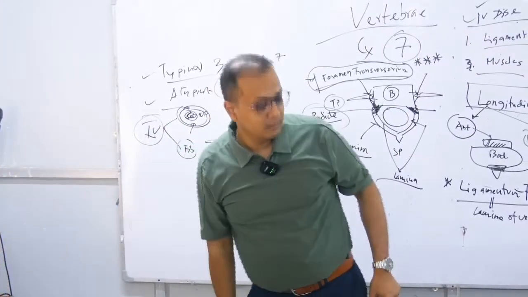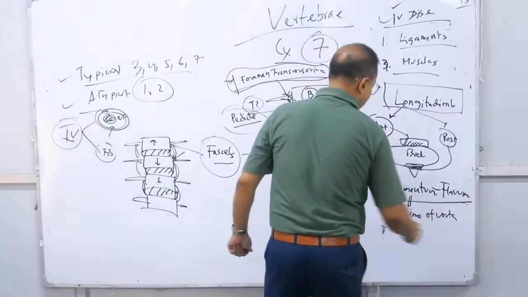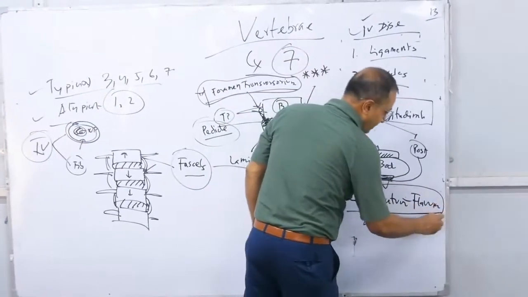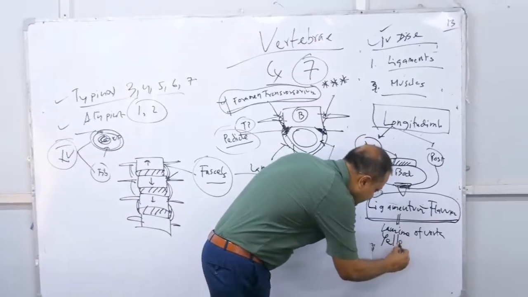So between the laminae, this particular ligament is there, which is known as ligamentum flavum. This is made of yellow elastin.